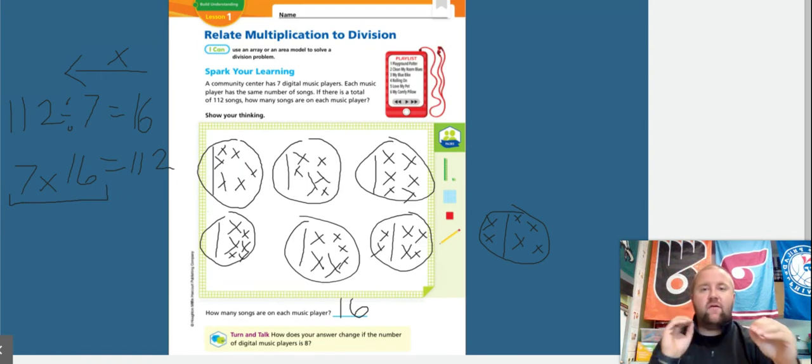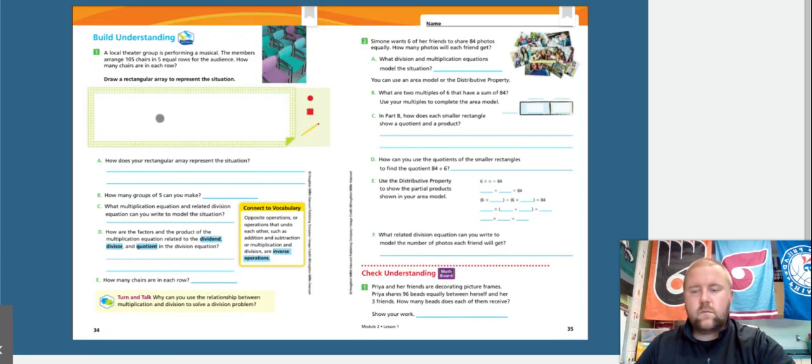So they are very closely related at all times. And in this example, the example of 112 divided by 7, we showed that with our picture, and then we're also showing that with the example on the side here. So when we move on to the next example, it says a local theater group is performing a musical. The members arrange 105 chairs into 5 equal rows for the audience. How many chairs are in each row?